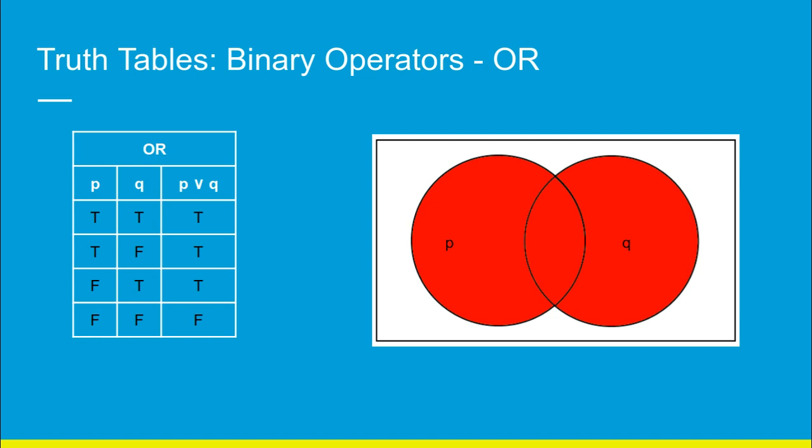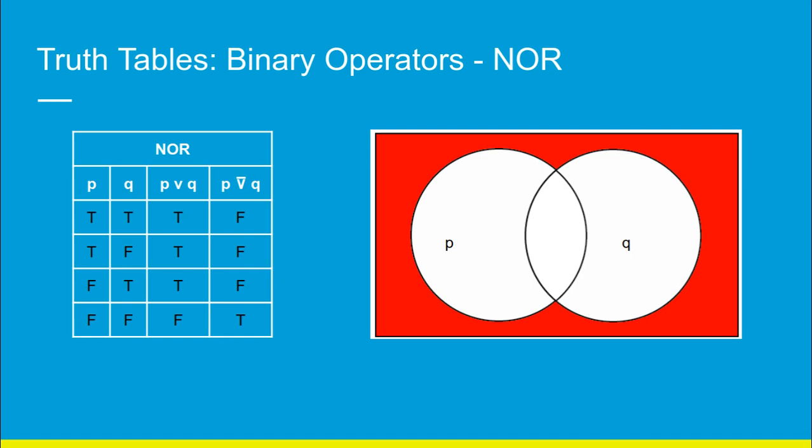And guess what NOR is? Not OR. It's the exact opposite. So I make a fourth column. In the third column I do P or Q, which we just went over. In the fourth column, I just take the opposite. I take the negation. So where I have a true, I put a false. And where I have a false, I put a true. And the Venn diagram looks like the opposite. Okay?